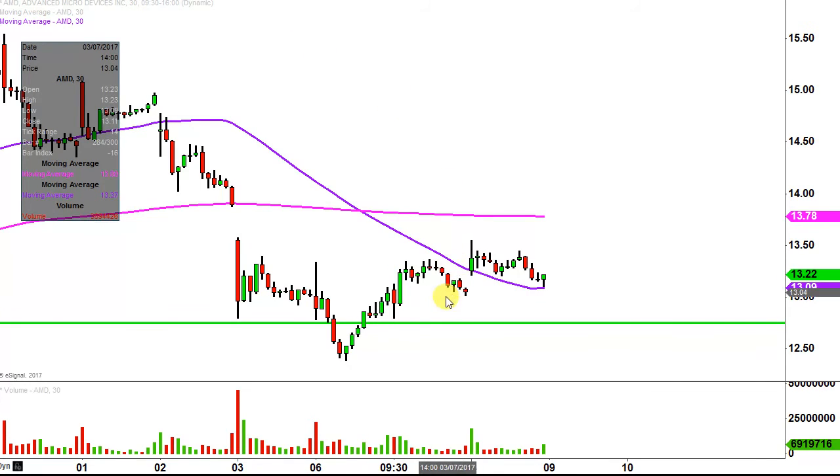I'm not going to talk about why that level is so important. If you're curious, then you can just go back in the video archive and watch the AMD video from a couple of days ago. But as it stands right now, again, ideal level of support, 50-period simple moving average, must-hold level of support down there at $12.75.